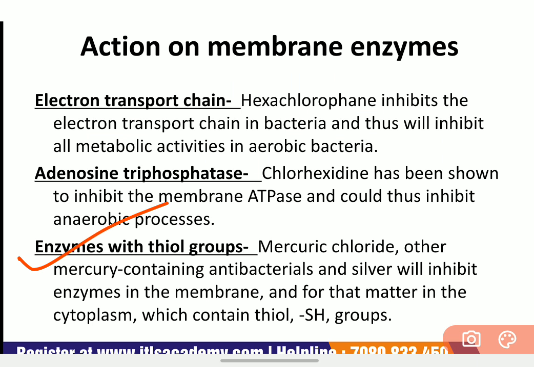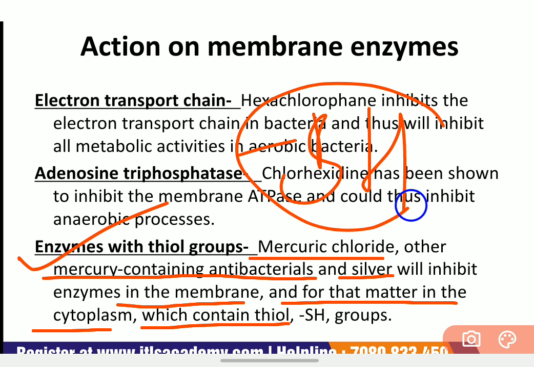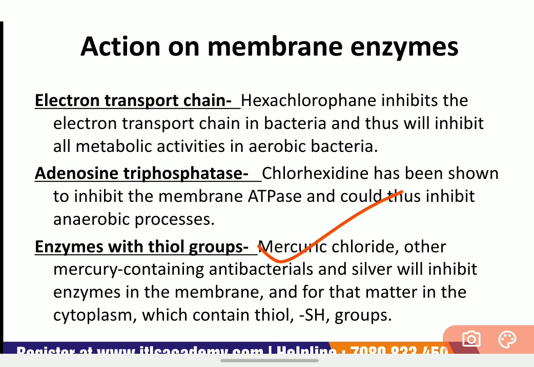Enzymes with thiol groups. Mercuric chloride, other mercury-containing antibacterials, and silver will inhibit enzymes in the membrane and, for that matter, in the cytoplasm which contain thiol or SH groups. A thiol group is also known as an SH group, and this is a sulfur-containing group. A similar action is shown by mercuric chloride and many others.